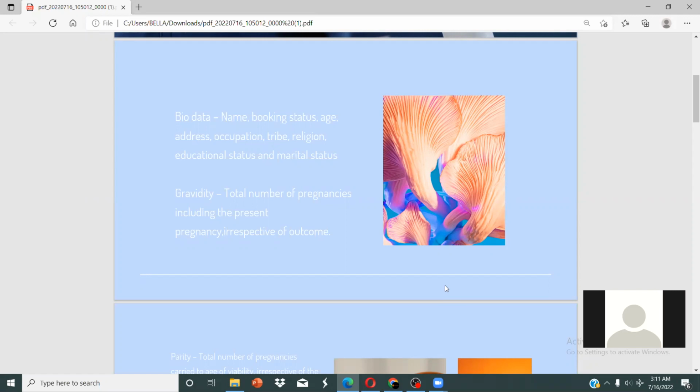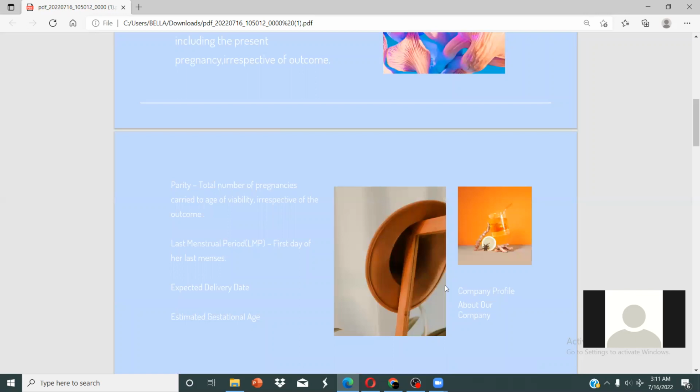Now parity is the total number of pregnancies carried to the age of viability, irrespective of the outcome. The difference between gravidity and parity is that for parity, the pregnancy has to have crossed the age of viability. The age of viability in Nigeria is 28 weeks. I think in the UK it is 24, and in the US it is 20 weeks gestational age. So if she tells you, oh ma, I had a miscarriage, you ask her, how many weeks pregnant were you when you lost the child? It will determine if you should add it to the parity or not.